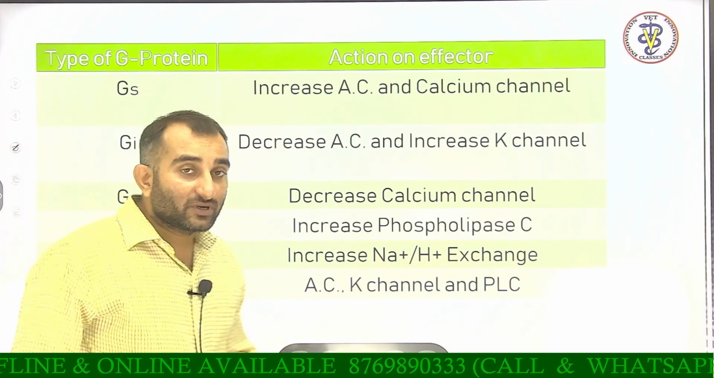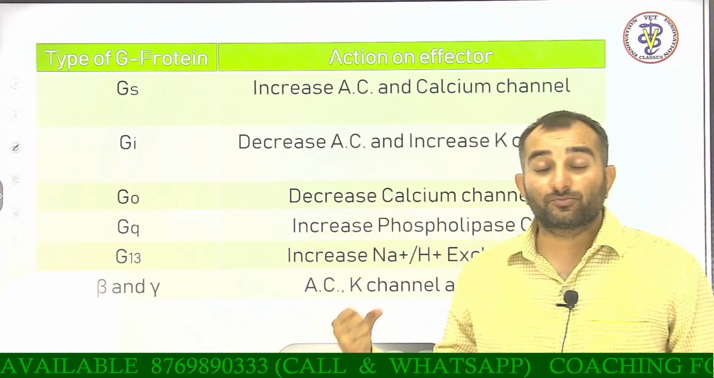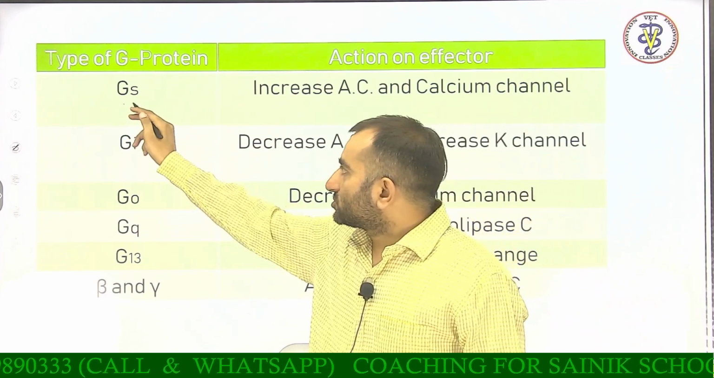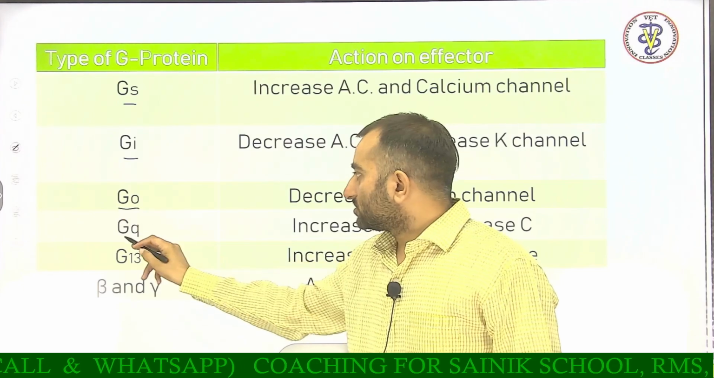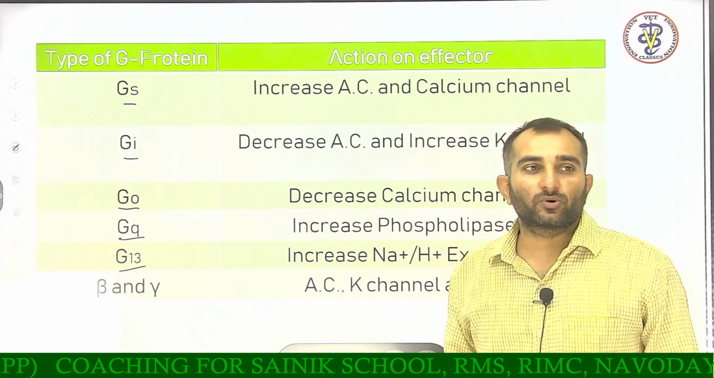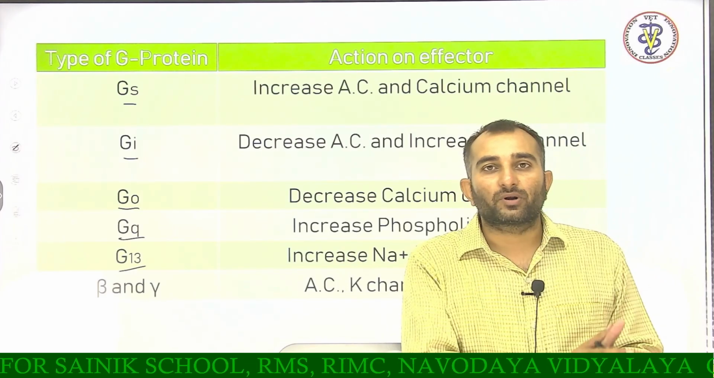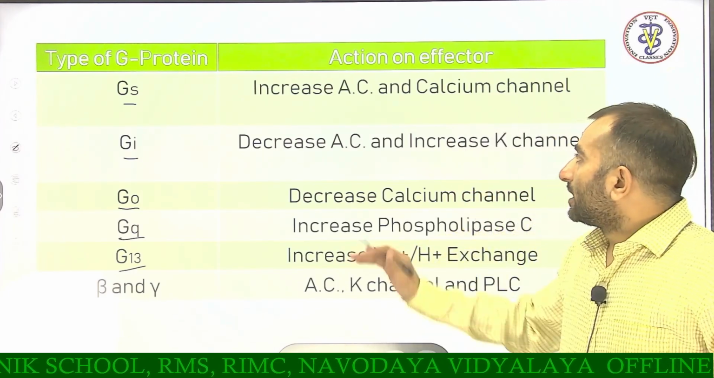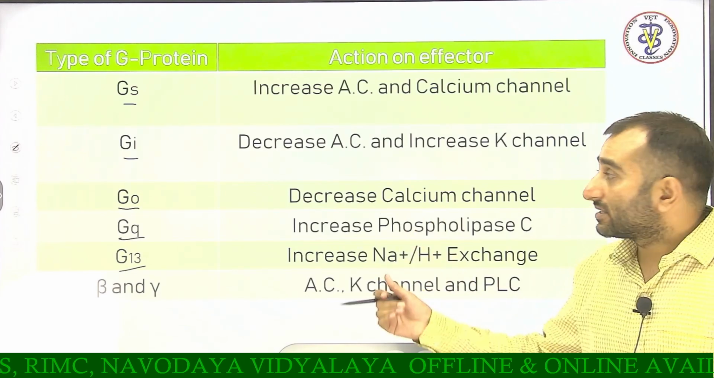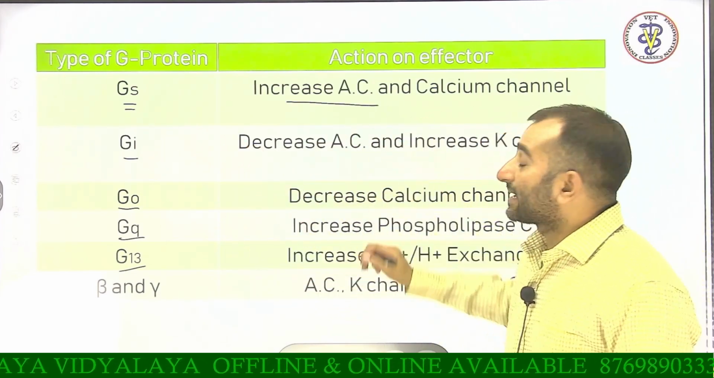So friends, as we are talking about the different types of G proteins, there are certain types of G proteins available, in which the important ones are here: GS, GI, G naught, GQ and G13. These are the major G proteins which are responsible for the different types of cellular function occurring via G protein coupled receptor mechanism. So if we talk about the particular protein, what type of channel they are opening and what type of work they are doing.